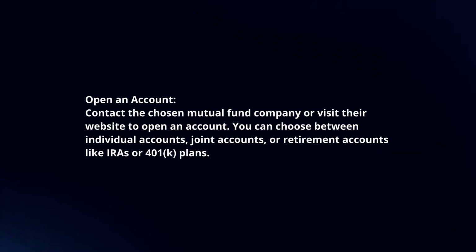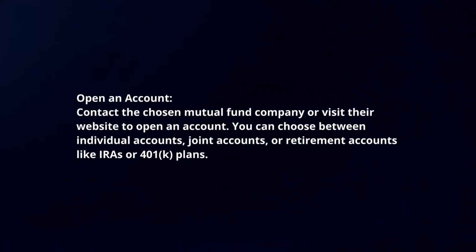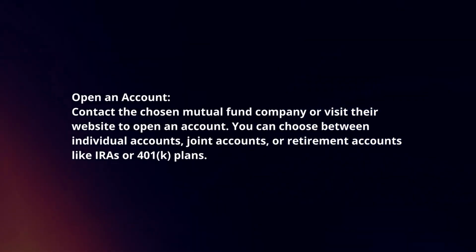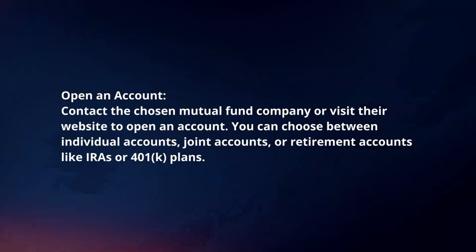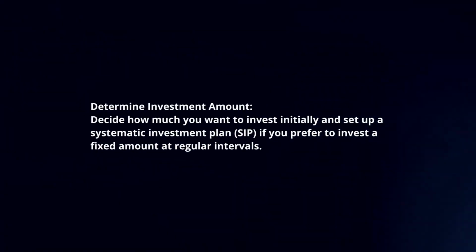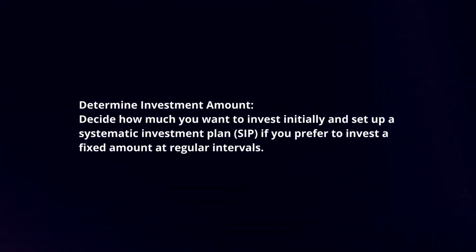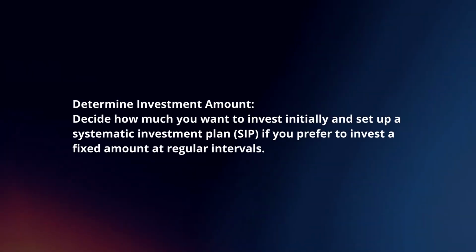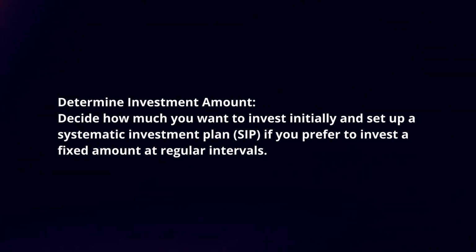Open an account. Contact the chosen mutual fund company or visit their website to open an account. You can choose between individual accounts, joint accounts, or retirement accounts like IRAs or 401k plans. Determine investment amount. Decide how much you want to invest initially and set up a systematic investment plan if you prefer to invest a fixed amount at regular intervals.